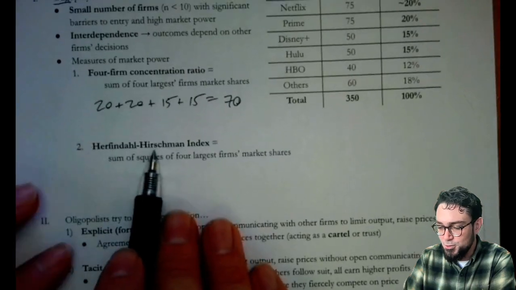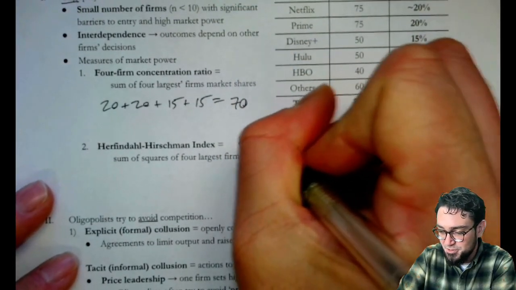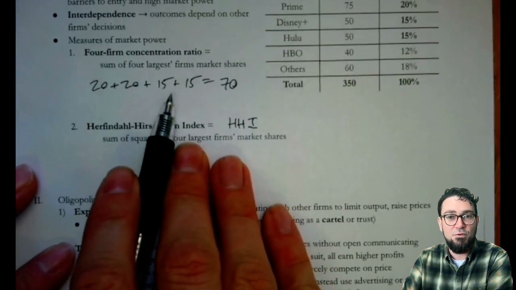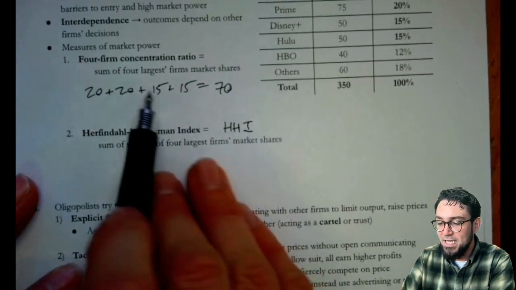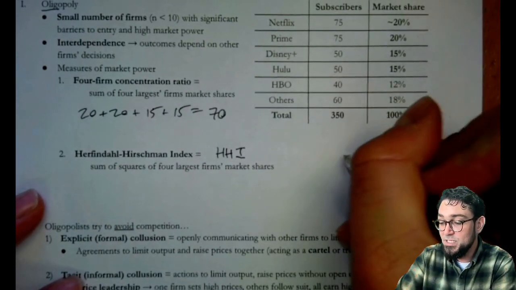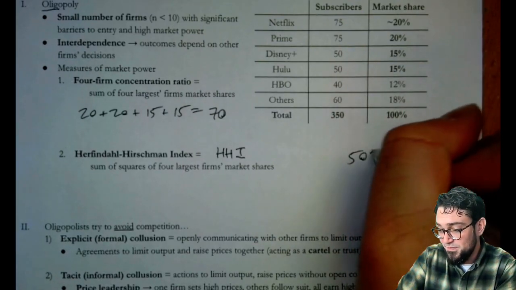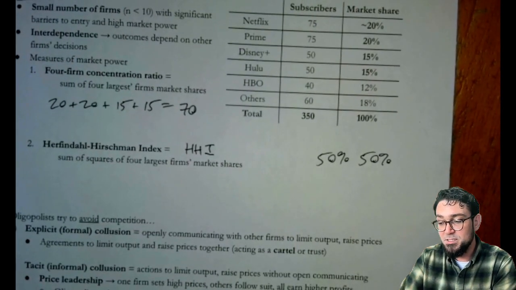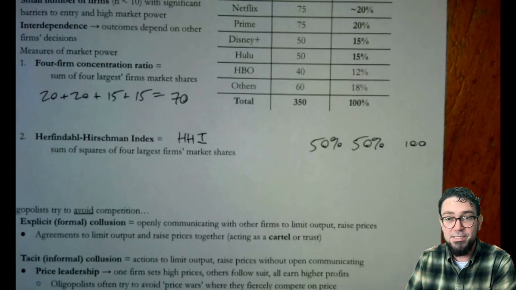The Herfindahl-Hirschman index, which is just a great name, is sometimes called the HHI, so you don't have to learn how to spell it. It is a slightly better version of the 4-firm concentration ratio. The reason I say slightly better is that I could do a 4-firm concentration ratio with 2 types of companies, right? Imagine you had a market with just 2 companies. You had one that had 50% and another that had 50%. Well, their 4-firm concentration ratio would be 100. So you'd be like, well, that's pretty concentrated, right?